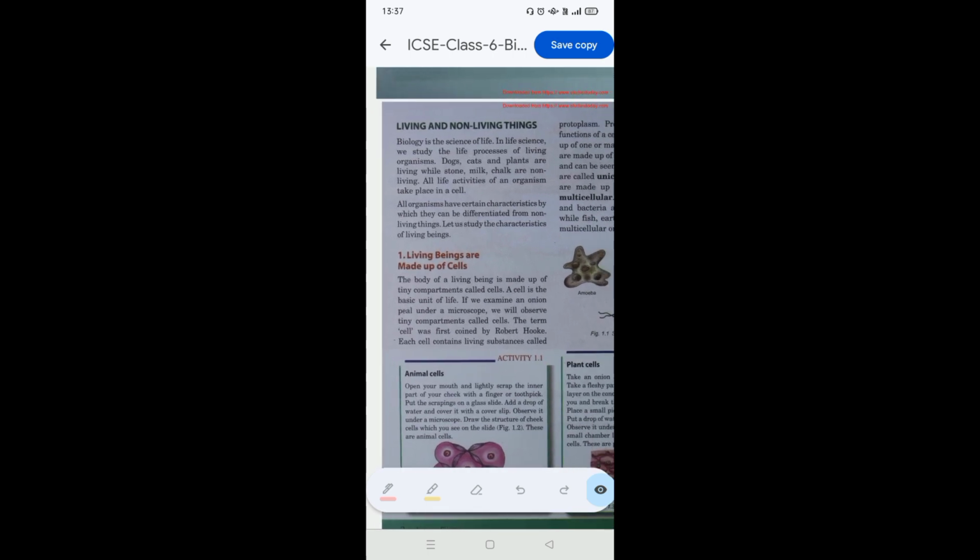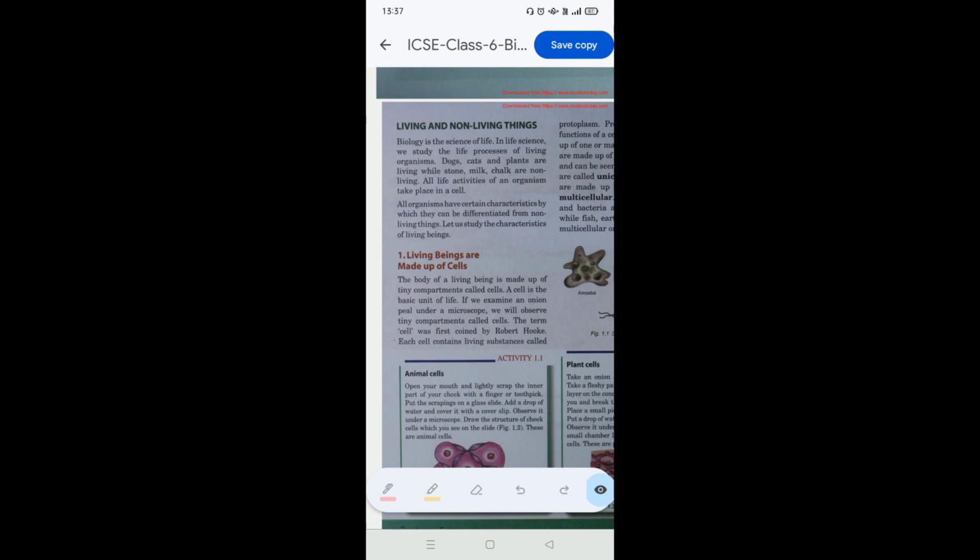Our first topic is living and non-living things. Biology is the science of life. In life science, we study the life processes of living organisms. Dogs, cats, and plants are living, while stone, milk, chalk are non-living. All life activities of an organism take place in a cell.